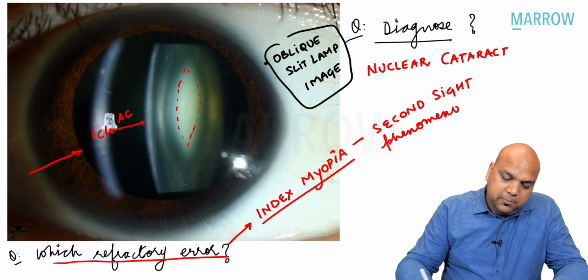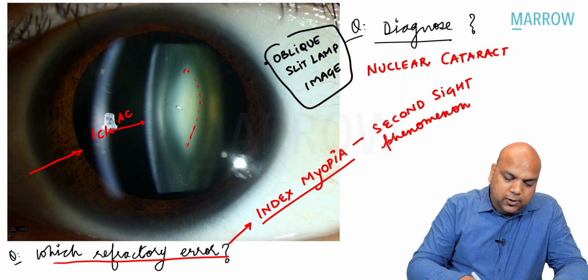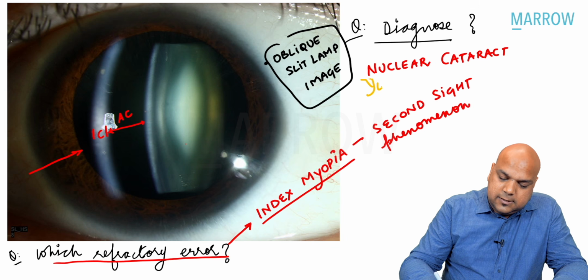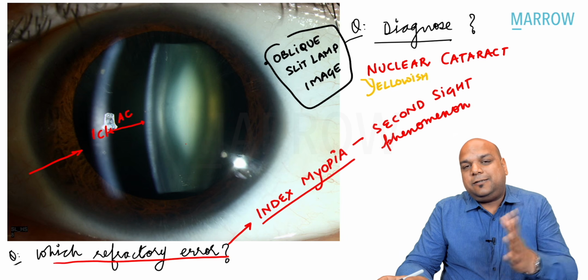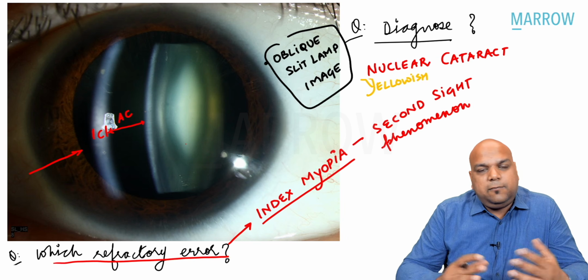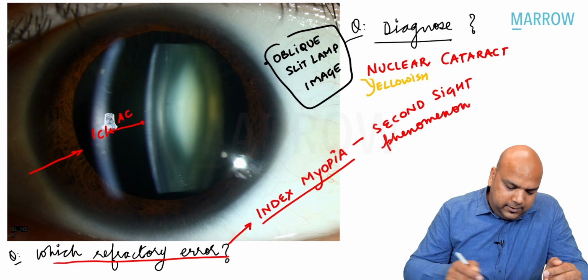Similarly, if you remember the theory, it would have been easier to diagnose this image, because we know the color of nuclear cataract is yellowish. This is what we have read in our theory, and this is what is seen. The lens has lost its transparency, it has become yellowish, and that is the basis of solving this, apart from the fact that you need to know that this is an oblique slit lamp image. All right, am I clear?